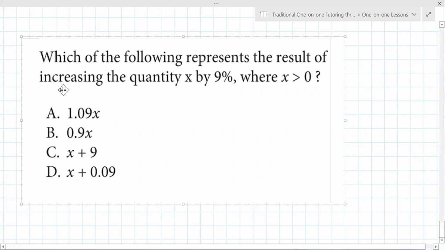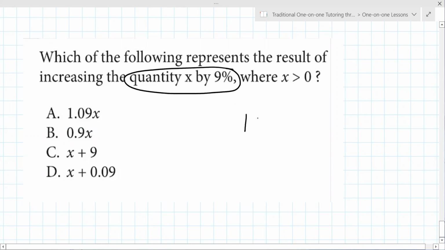All right. Which of the following represents the result of increasing the quantity X by 9%? So it's essentially the same thing I just talked about. When you want to increase a quantity by a percentage, it's always 1 plus the percentage. It would be A. Yeah. Now, what B does, kind of interestingly, is it gives you the tax.